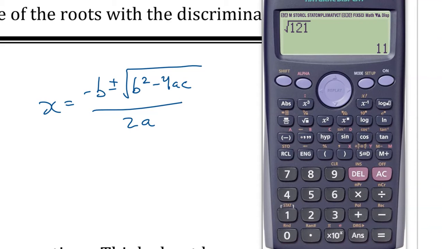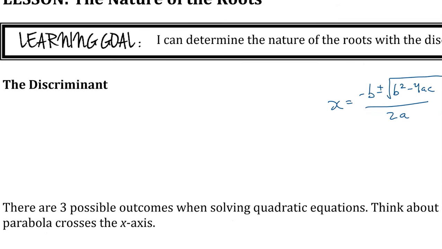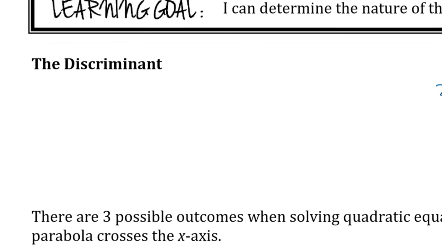So it turns out that part under the square root sign, the radicand of the quadratic formula, tells us a lot about what's going to happen. And it's even so important that it has a name, and it's called the discriminant. So the discriminant is b squared minus 4ac.